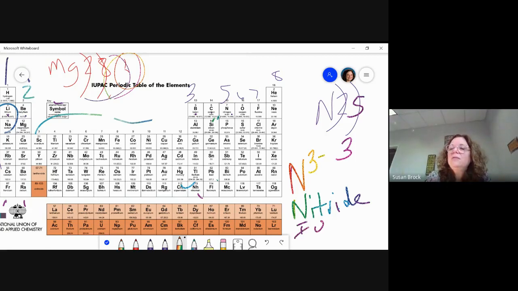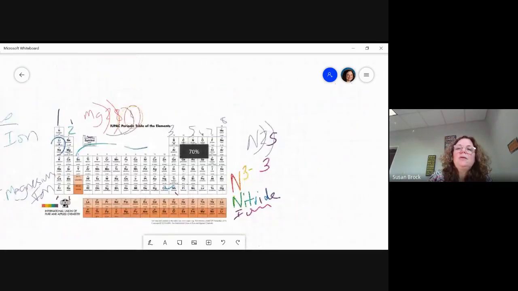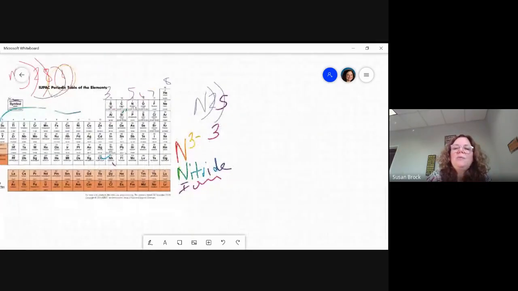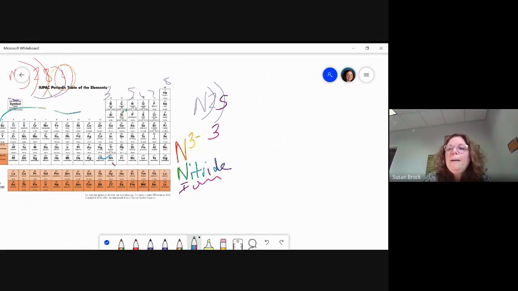Nitride ion. So that's how we name it. When we have ionic bonding, we have a metal that's lost electrons and a non-metal that's gained electrons. And we always have a metal, and the metal always goes first. I don't know why. It's just the way it is. Just go with it. So the metal comes first.